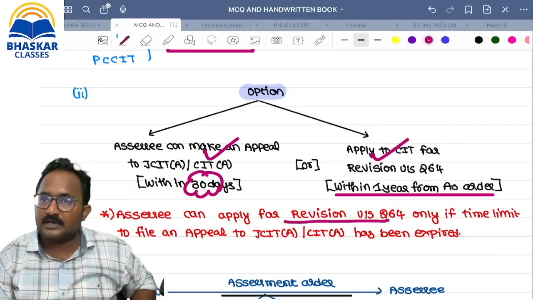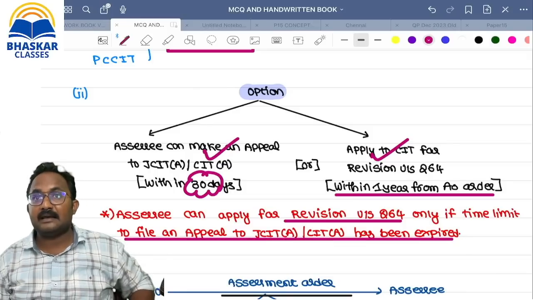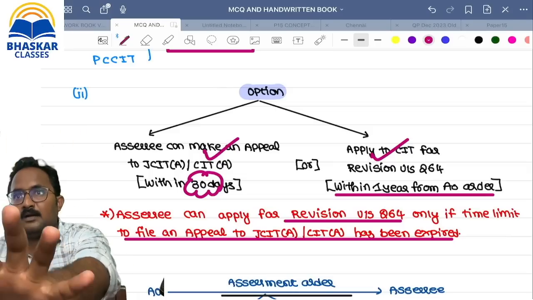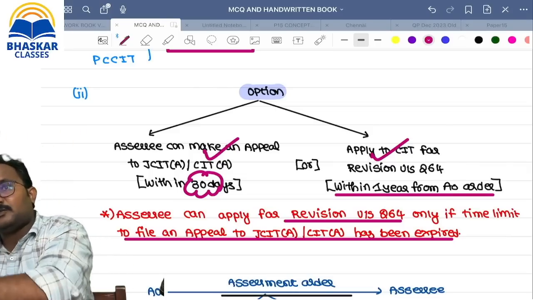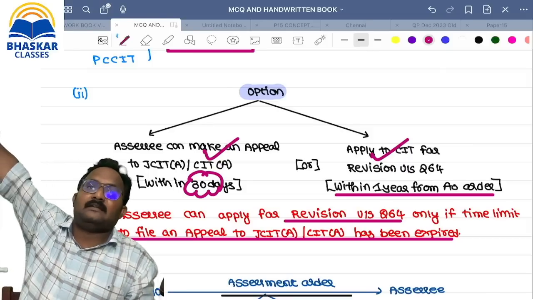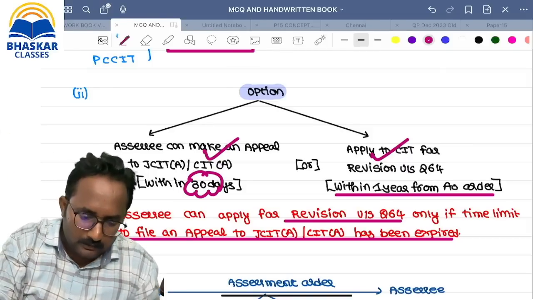SSC wants to apply for the revision only if the time limit to file an appeal has expired. That means indirectly, first 30 days from the date of passing of the AO order, you have a chance to make an appeal. After the expiry of 30 days, yes, you have a chance to make an application for revision. Can you tell me what is the maximum time for application of revision, ma? 1 year from the date of passing of the AO order. Now I can give a conclusion.